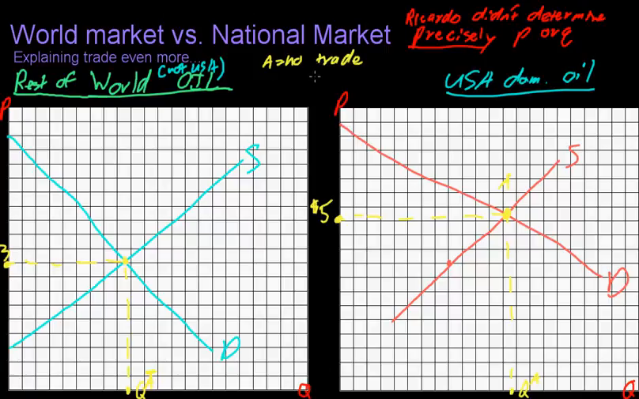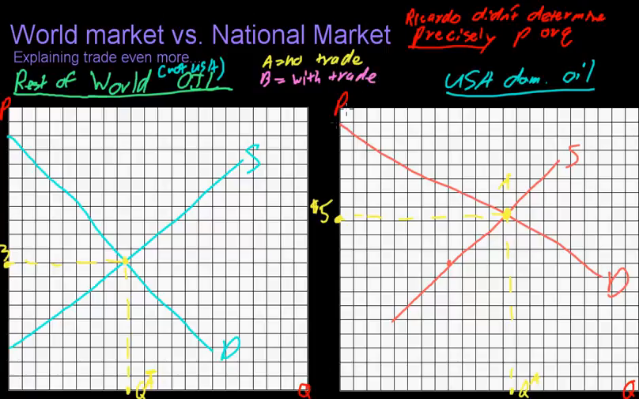Prices in the US are definitely different from prices in the rest of the world. So now let's go ahead and open up the entire thing to trade. So we're going to do point B, or all of the B stuff is with trade.